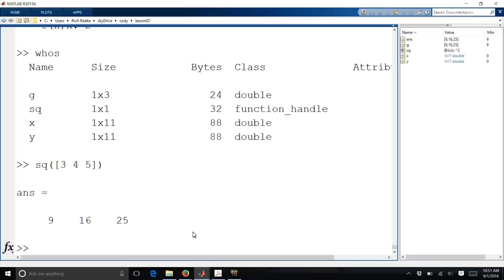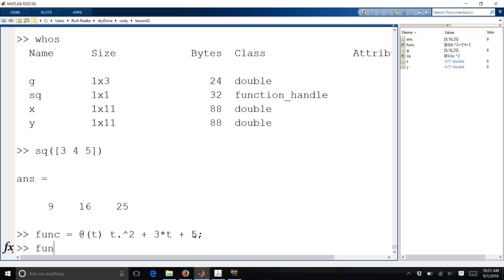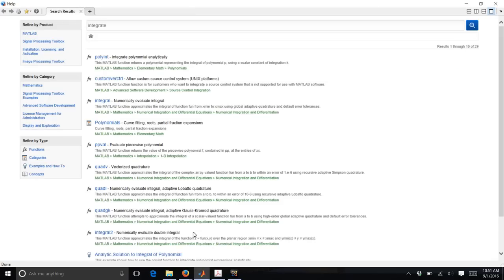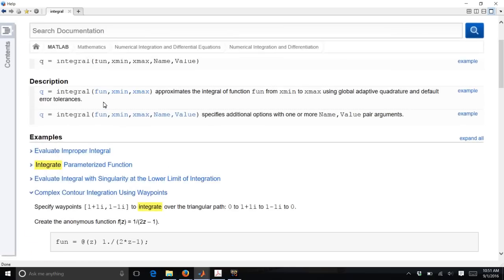So now, for example, I could define a function of t, right? I could say t squared plus 3 times t plus 5. I can evaluate that function anywhere I want, and then I could say, okay, integrate that function. I'm trying to remember how to use this, so let's ask here. Integral is what I want, right? Numerically evaluate integral. And finally I found a place that has examples, right?